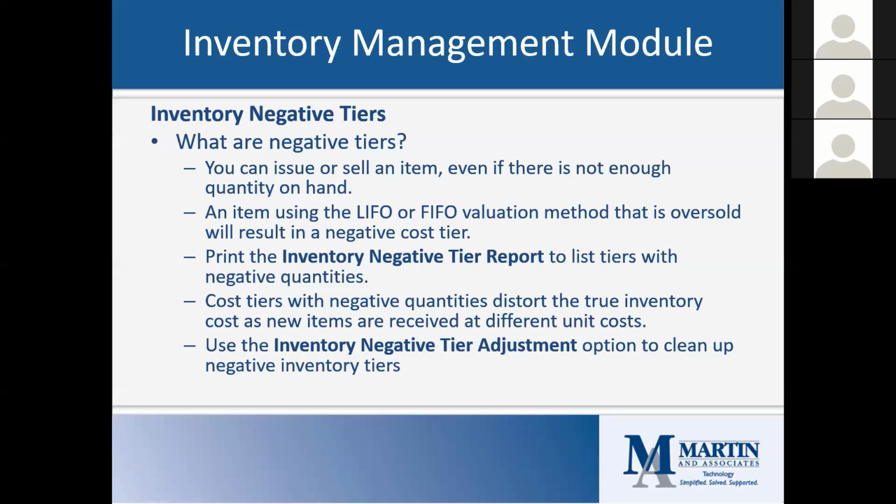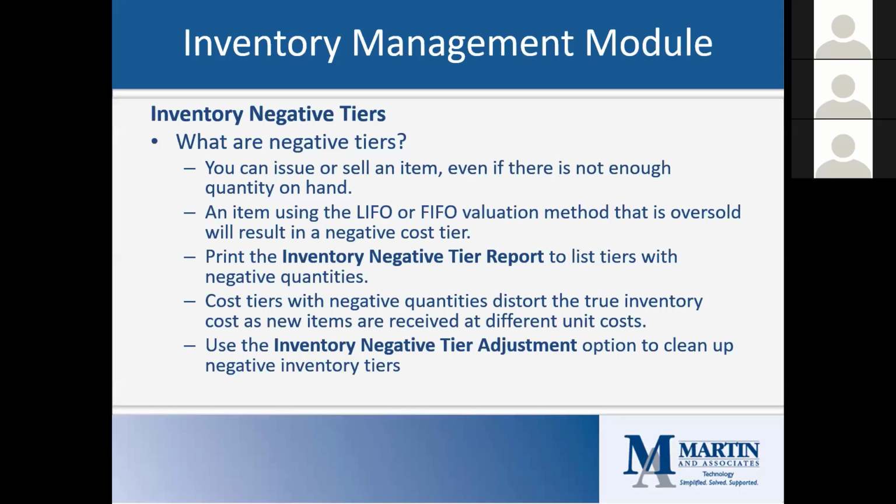Typically a negative tier will happen where somebody puts items out on the shelf and they get shipped out before somebody does a receipt of goods on those items. So that new FIFO layer or LIFO layer didn't get created. What happens is, let's take FIFO for instance, it'll keep selling out of the last FIFO layer that's out there and it'll go to negative numbers. And the cost of that item will be whatever cost was assigned to that FIFO layer. Well, when you now do your receipt of goods and it creates that new FIFO layer, that's going to have the total amount of what you received in.